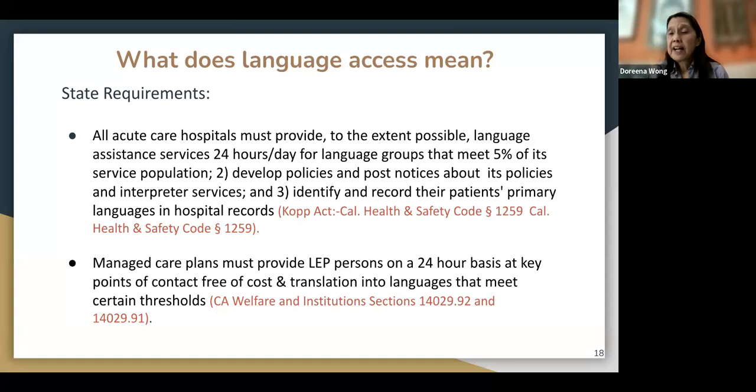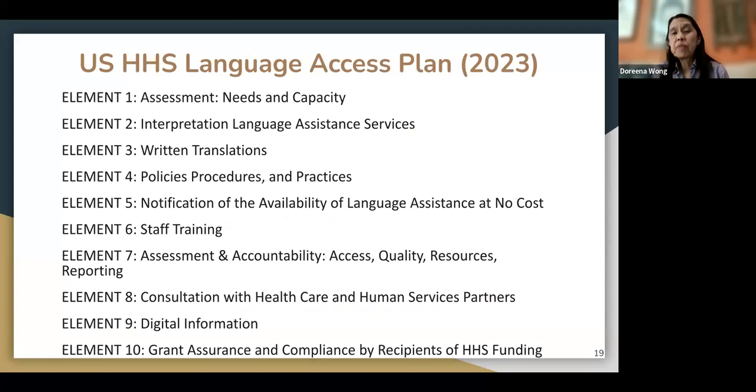Okay, next slide. So I had referred to what an effective language access plan is, and the Federal Health and Human Services Agency updated its language access plan and the elements of an effective language access plan last year. All of these 10 elements, actually the 10th one applies only to federally funded entities. But all of these other elements apply to any effective language access plan. I can't go into all of them. I think a lot of them are pretty self-evident.